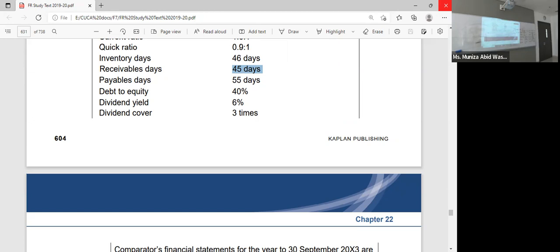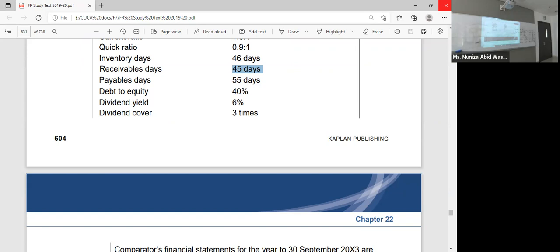It means that the organization has to invest in its credit policy. In its credit control department, the organization has to invest. It has to exert control over its credit policy. It can offer cash discounts, settlement discounts to its receivables as well, so that they can give the amount back to the organization in time.